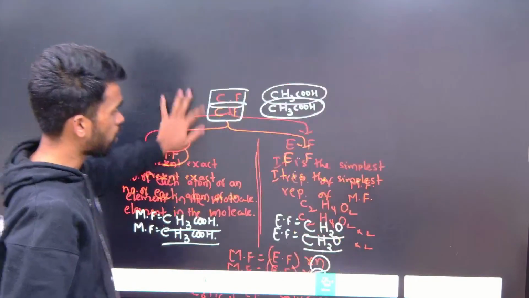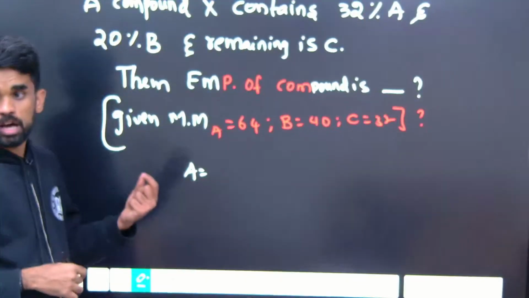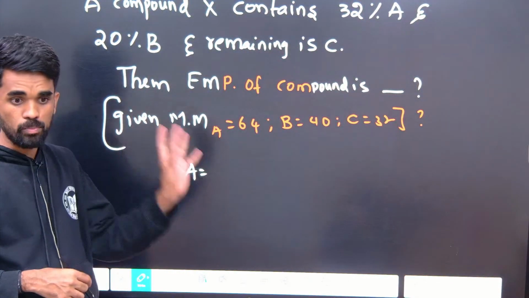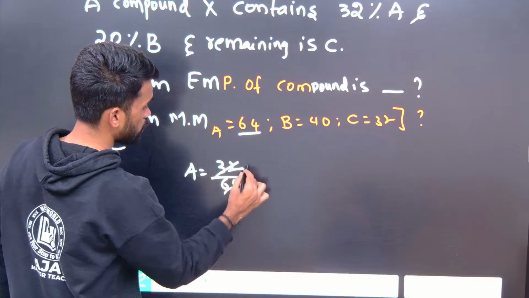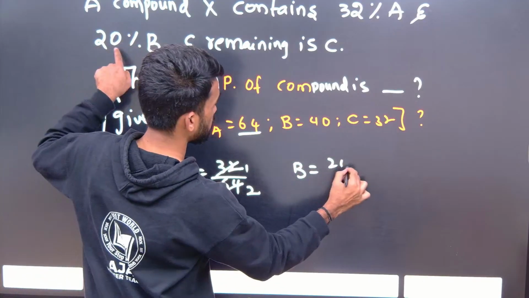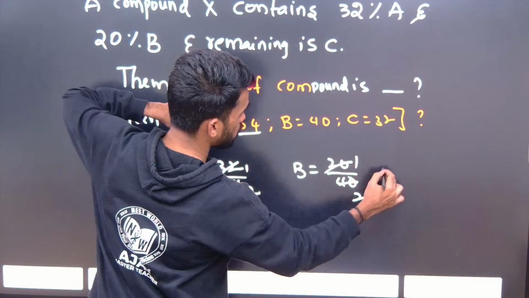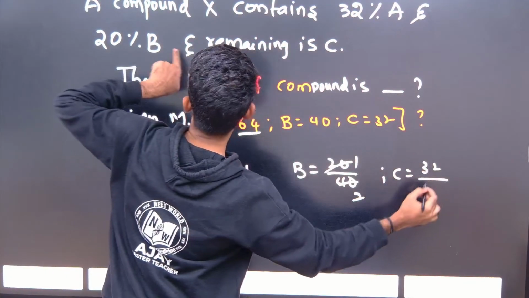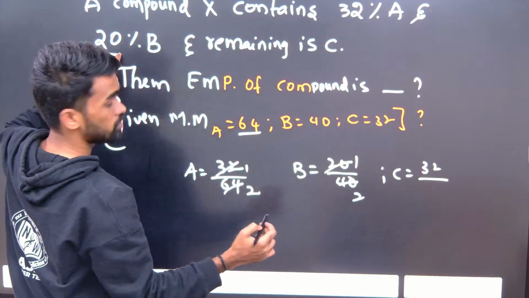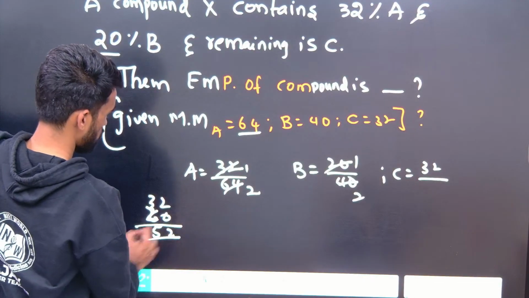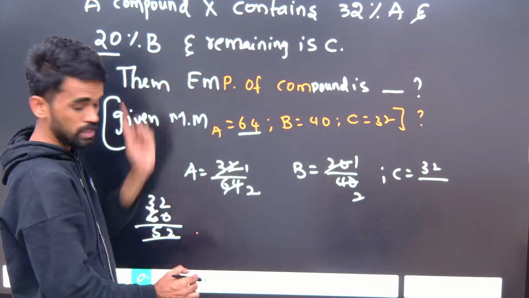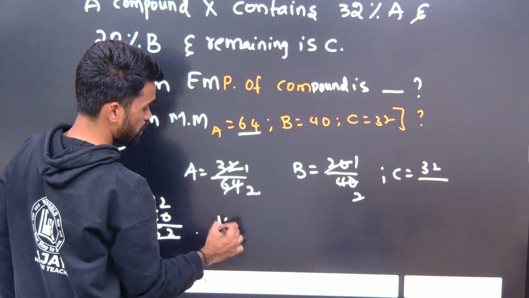So now tell me, how can you solve the previous question? See, what is the weight of A given? 32%. It means 32 grams in 100 grams of that compound. So weight of A is 32. What is its molar mass? 64. This will be 1 by 2, and B will be 20 by 40. This is also 1 by 2. For C, 32 plus 20 is 52. So 52 for A and B.